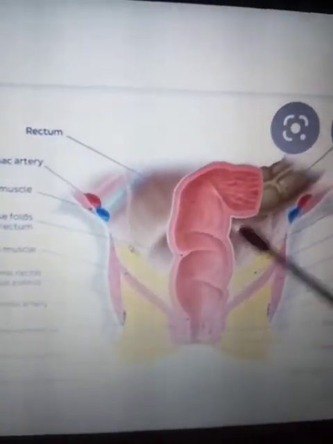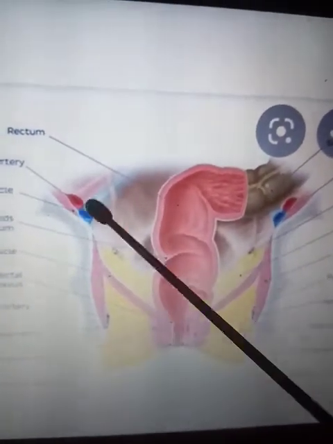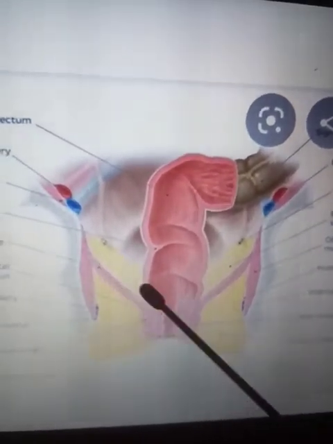Coming back to this diagram, here you have the lateral ligament of the rectum, that you have the lateral ligament of the rectum also.